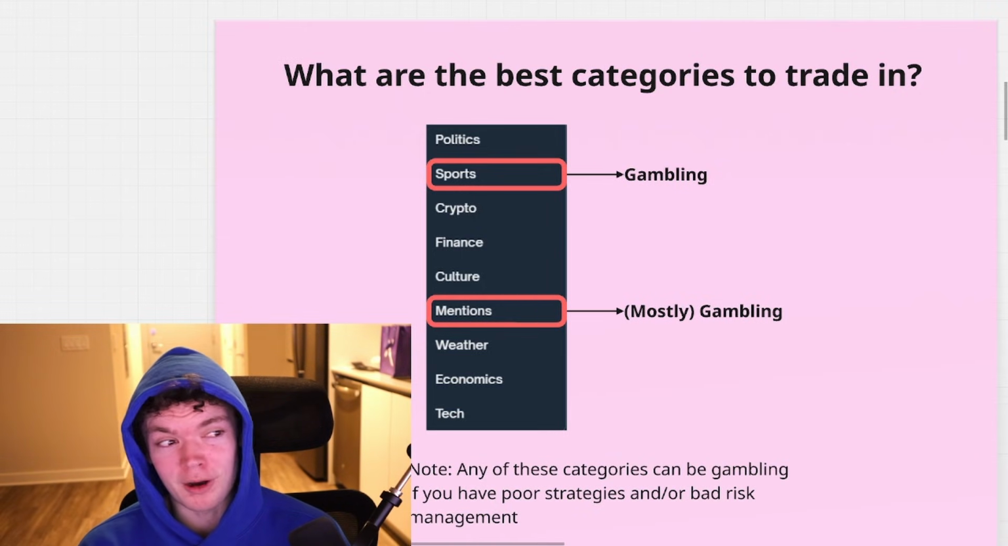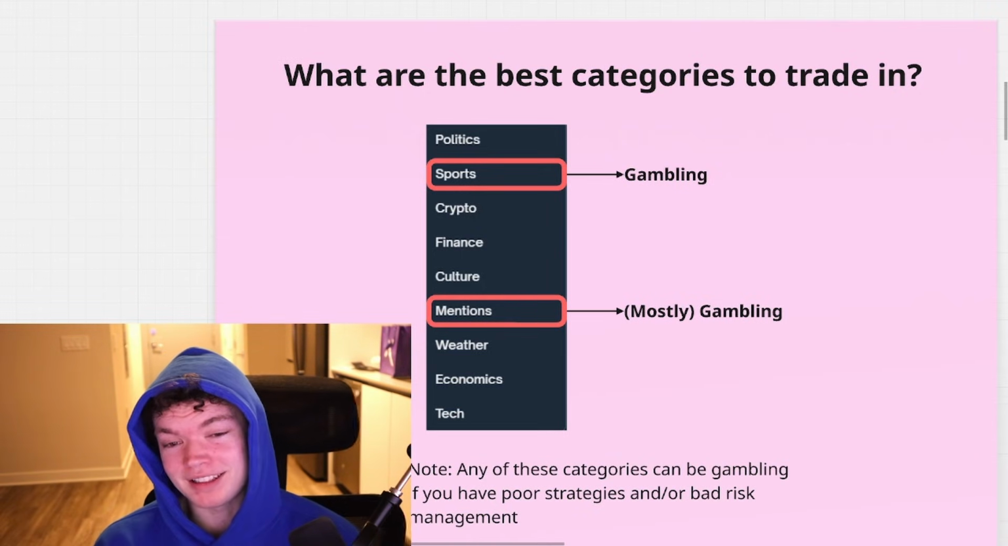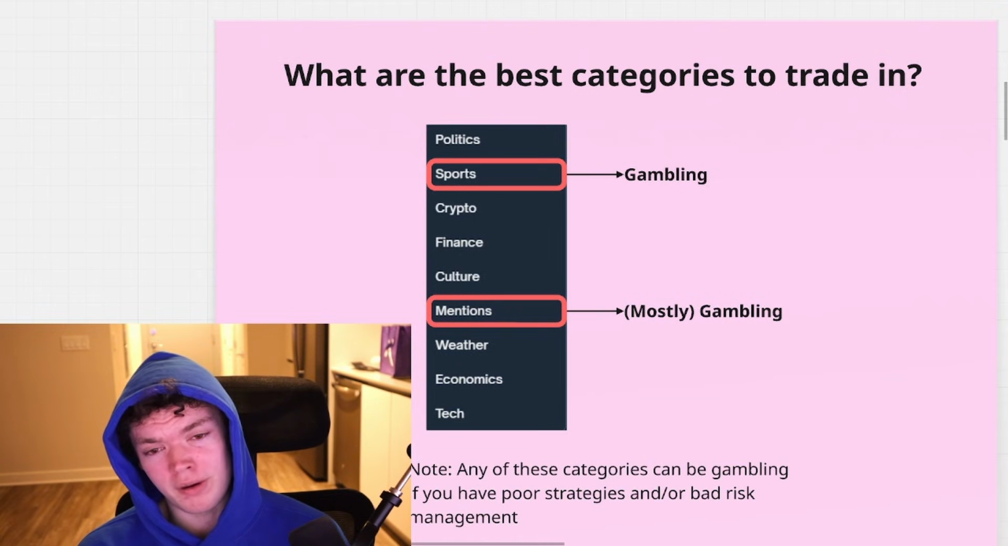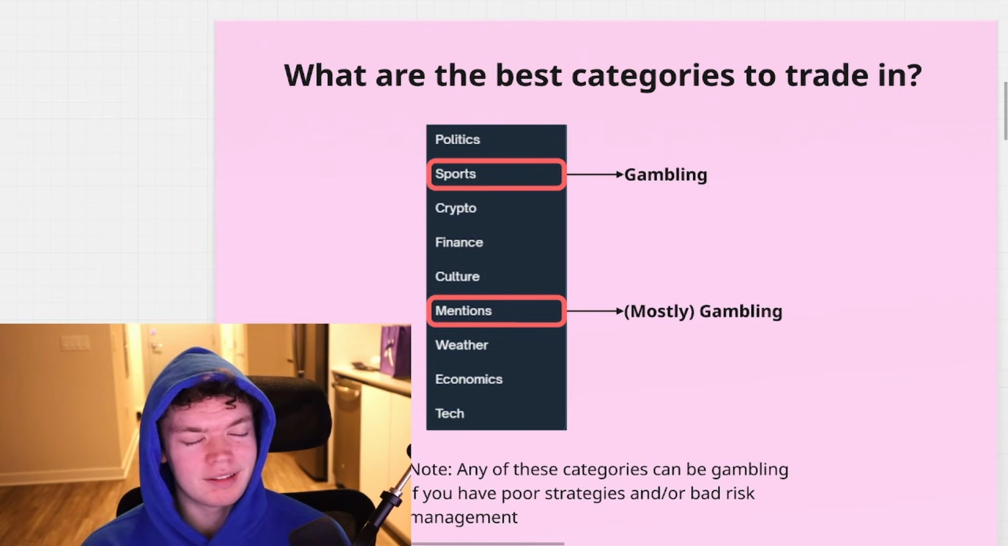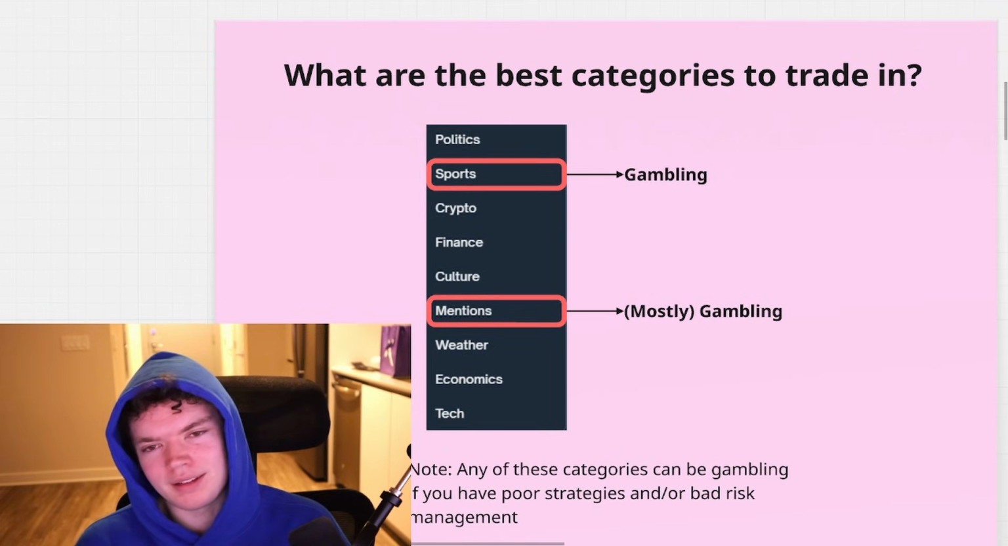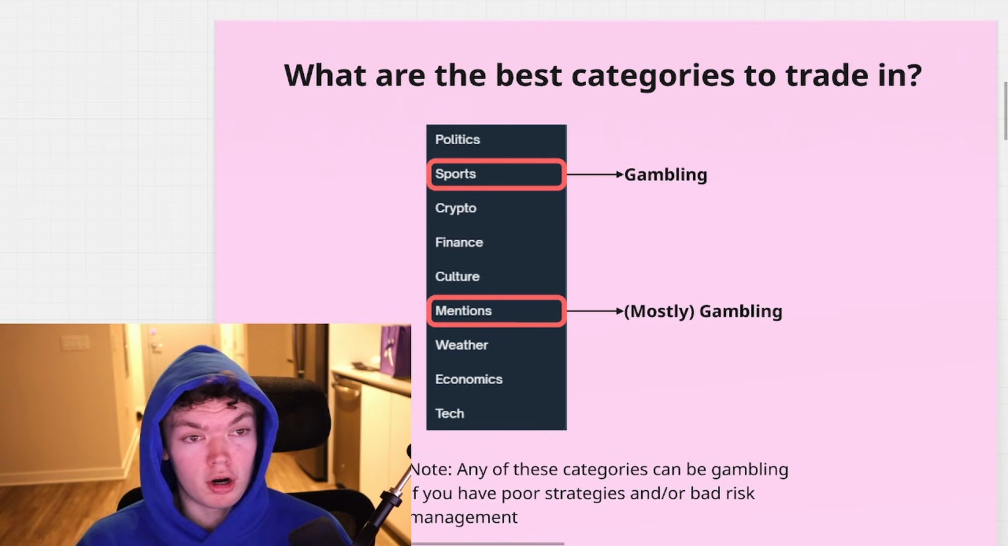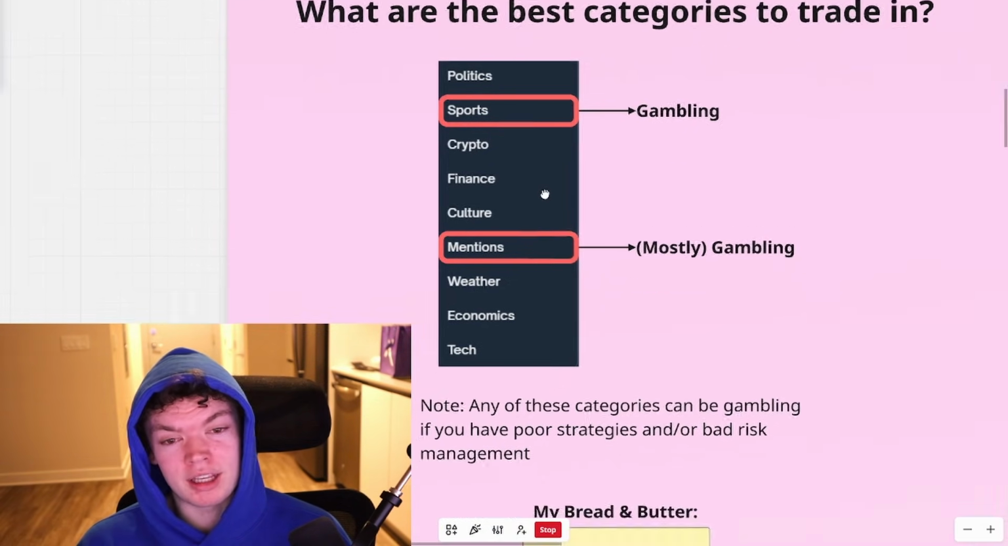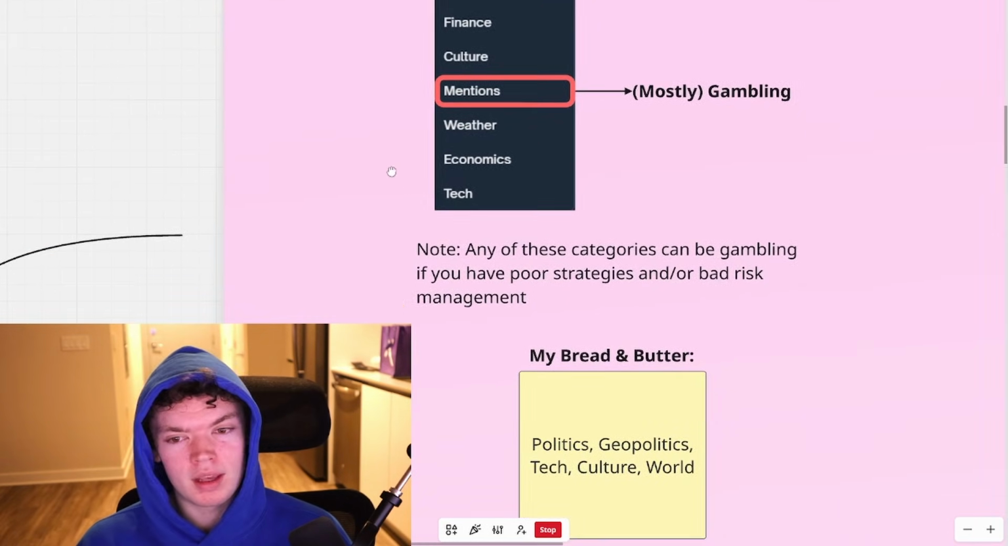So you're sort of just hoping someone says something. I don't like to enter markets like these, although at the start of my Polymarket journey, occasionally you got to throw some of these in just to have fun a little bit, but it's not ideal. It's really not. But there are tools to make a lot more educated decisions with that.